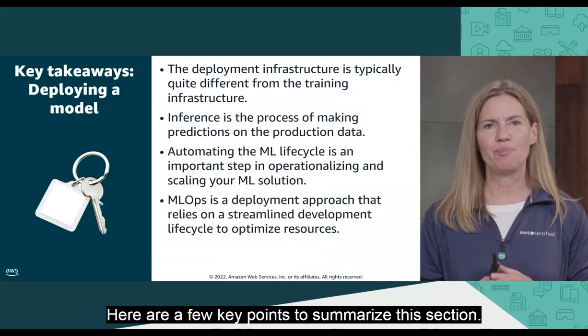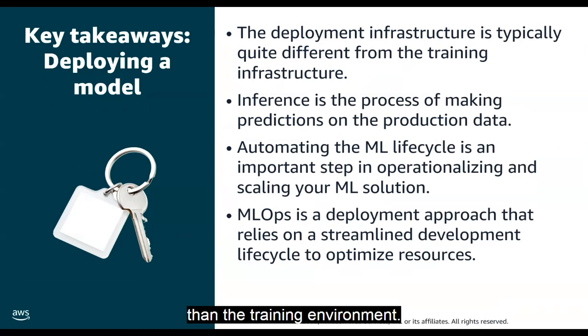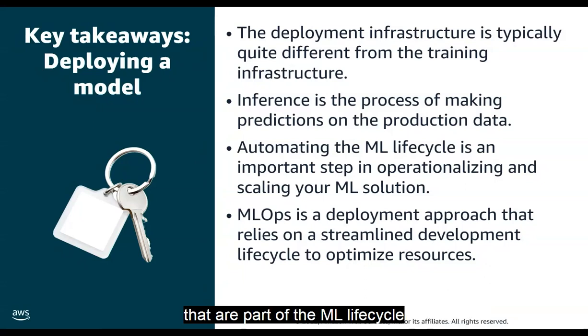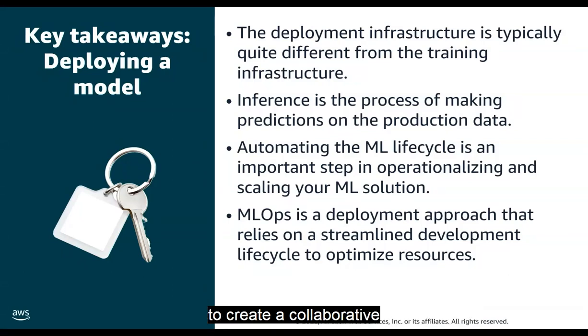Here are a few key points to summarize this section. When the model is deployed into production, the infrastructure typically has different characteristics than the training environment. The code and infrastructure that are related to the production model are referred to as inference. The large number of roles and different environments that are part of the ML lifecycle need an automated deployment strategy. MLOps is a best practice that provides an approach to create a collaborative and streamlined approach to deployments.